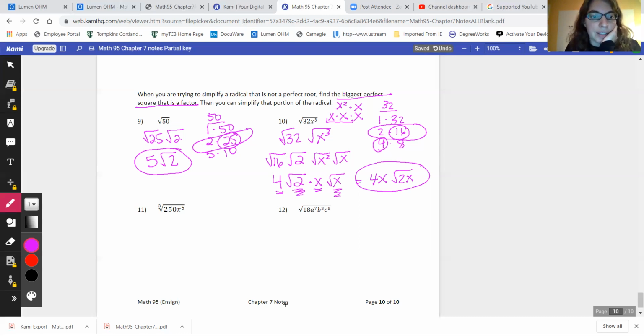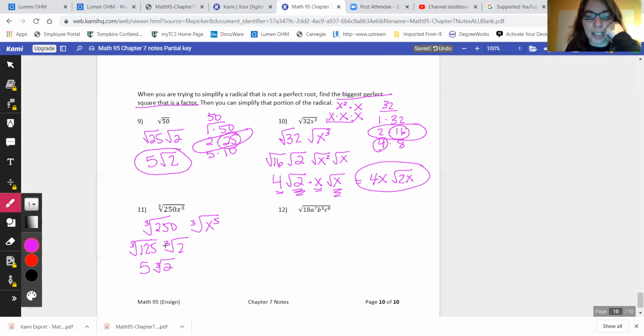All right, let's look at these. And again, I want you to pause the video, try it on your own, okay? See what factors of 250 would be a perfect cube. See how you can split up x to the 5th so it has the biggest amount that's divided by 3. Okay, so I'm going to rewrite them like this. If I think about factors of 250, I'm going to find that 125 times 2 is a pair of factors, and 125 is a perfect cube. 5 times 5 times 5 is 125. So I have 5 times the cube root of 2.